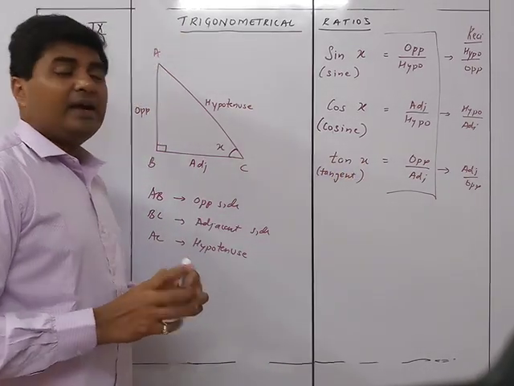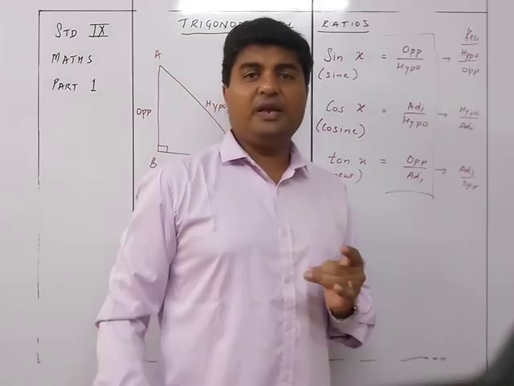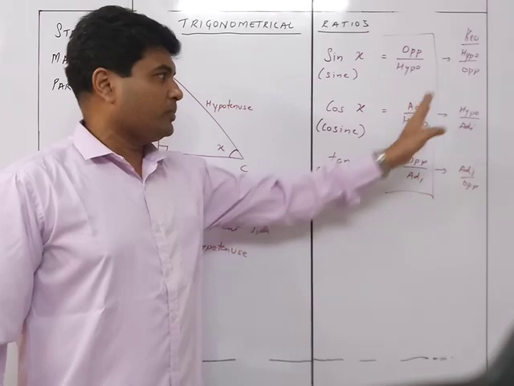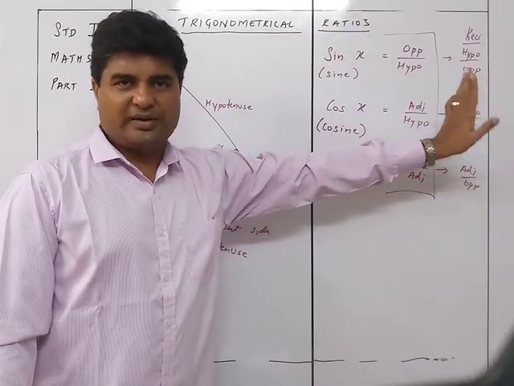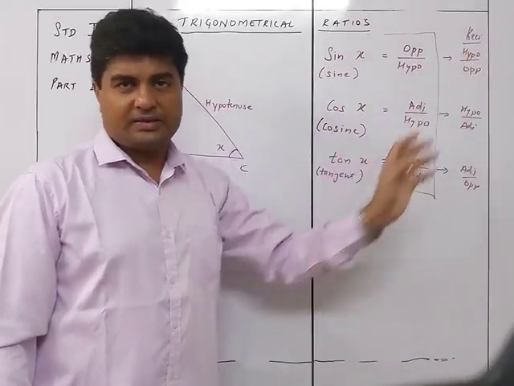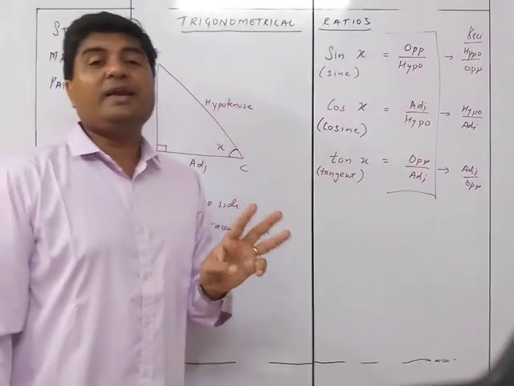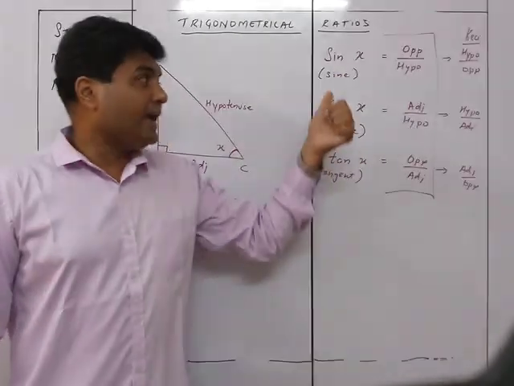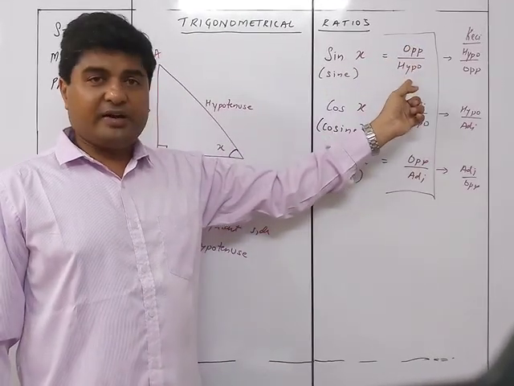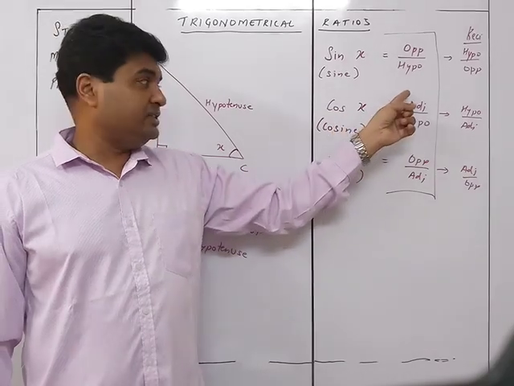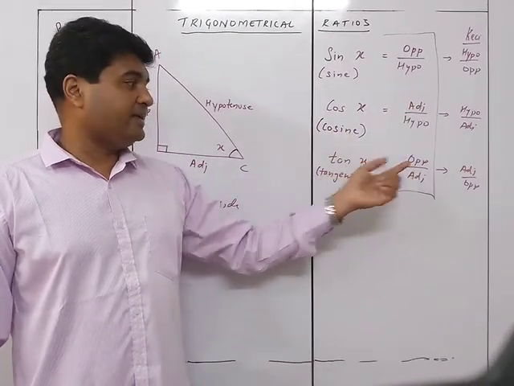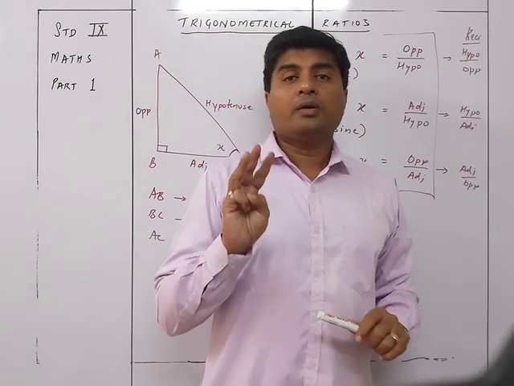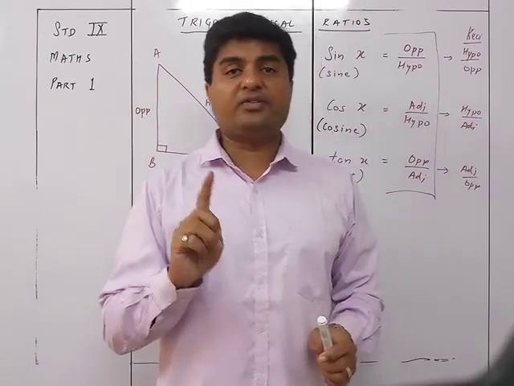So we see that the three ratios which are going to be there are the main three ratios, because the third one is the reciprocal, and the reciprocal we are not touching right now. We'll just see about this one. So the three ratios are sine, cos and tan. Sine x is opposite upon hypotenuse, cos x is adjacent upon hypotenuse, and tan x is opposite upon adjacent. So these are the three main important ratios in trigonometry.